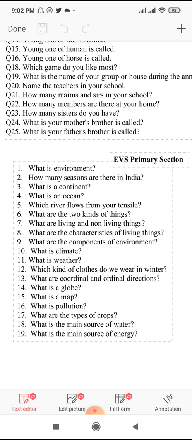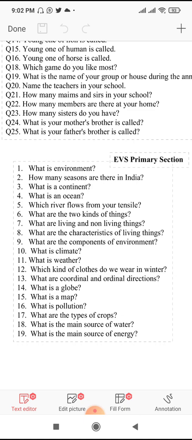What is a continent? The very large part of the land is continent. What is an ocean? The very large body of the water is called ocean. Which river flows from your तहसील? आपकी तहसील से कौन सी रिवर? अगर झकनावत है तो मधुकन्या, सरदारपुर है तो माही.